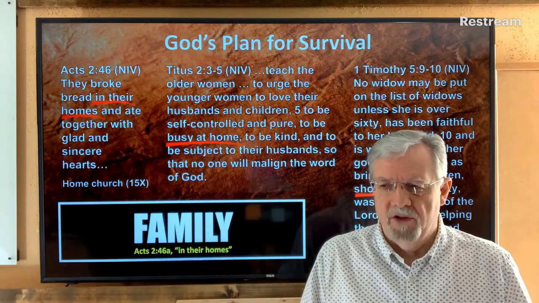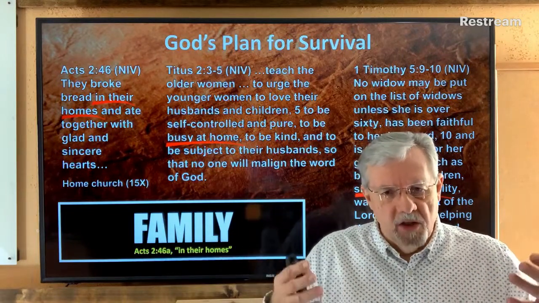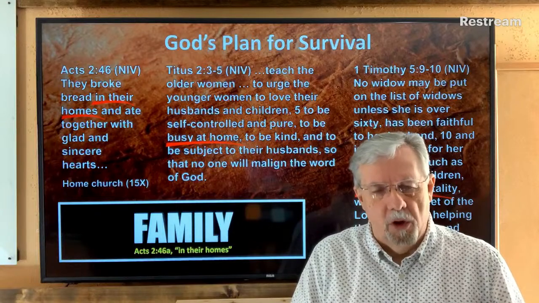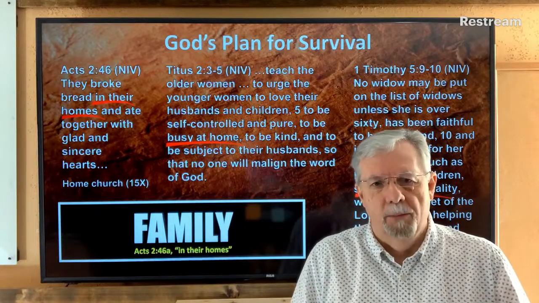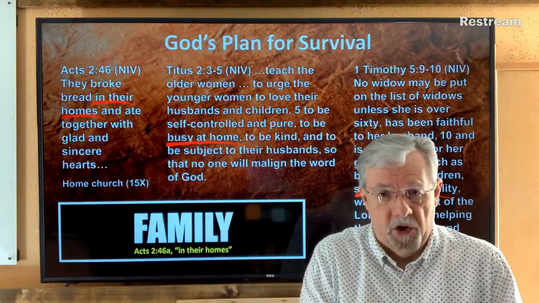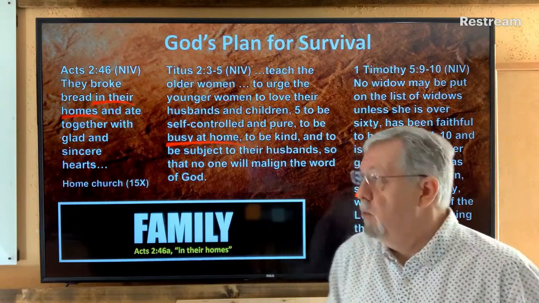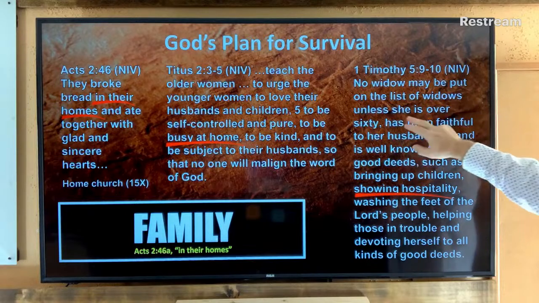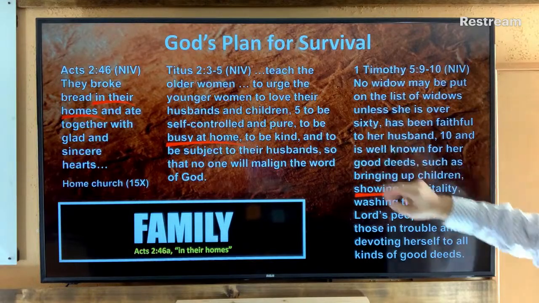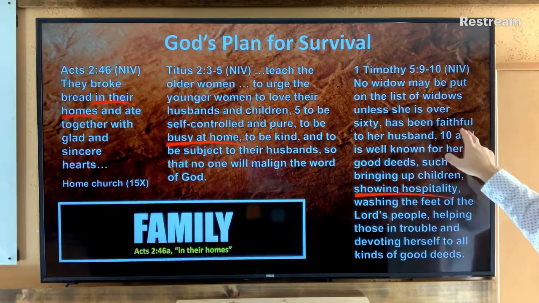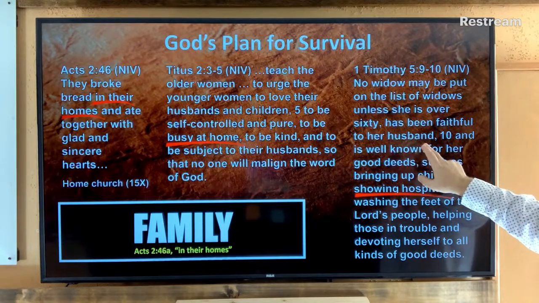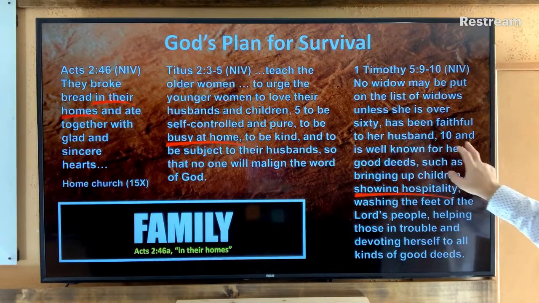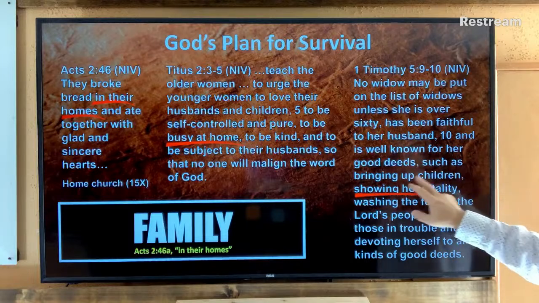Very, very important passage. Who rises to the level that they are qualified to be supported by the church, and what must they bring to the table as proof of their being qualified? Notice what Paul says. No widow may be put on the list of those being supported by the church unless she is over 60. So she can't be a young lady. And she has to have been faithful to her husband. Notice the familial idea here. And is well known for good deeds such as bringing up children.